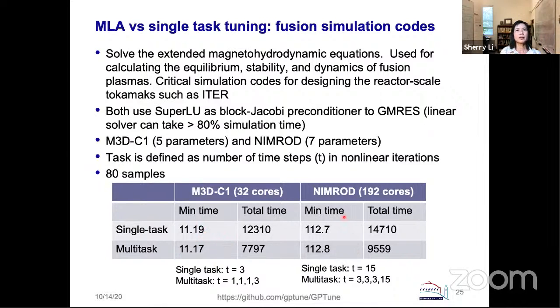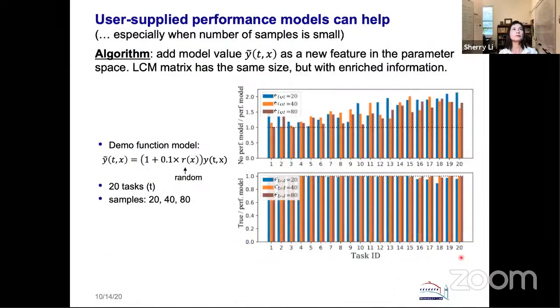And also for Nimrod, the single task and multitask, we got almost the same minimum. But by use of multitasking, the total modeling time, I'm not sure how much, modeling time is probably small. But for the total time, the function evaluation, you need less time. So you save a lot of time. And similarly, with multitask, you save a lot of time.